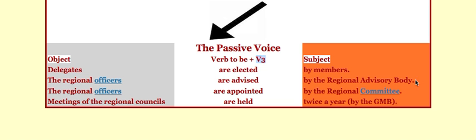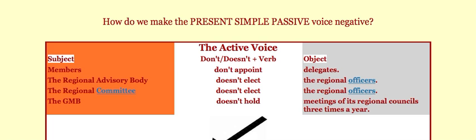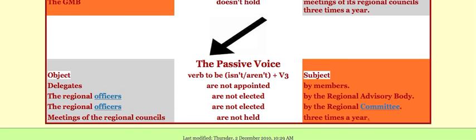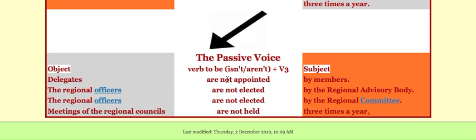of the verb. How do we make the passive voice negative? Well, let's have a look here. First you see how to make the active voice negative, which as you know we just use the helping verb do, don't, or here doesn't. But if we have a look at the passive voice, then you just simply put not after the verb to be, so it isn't or aren't. Here you have delegates are not appointed by members. If it was the singular form, so the delegate, you would have is not appointed by members.